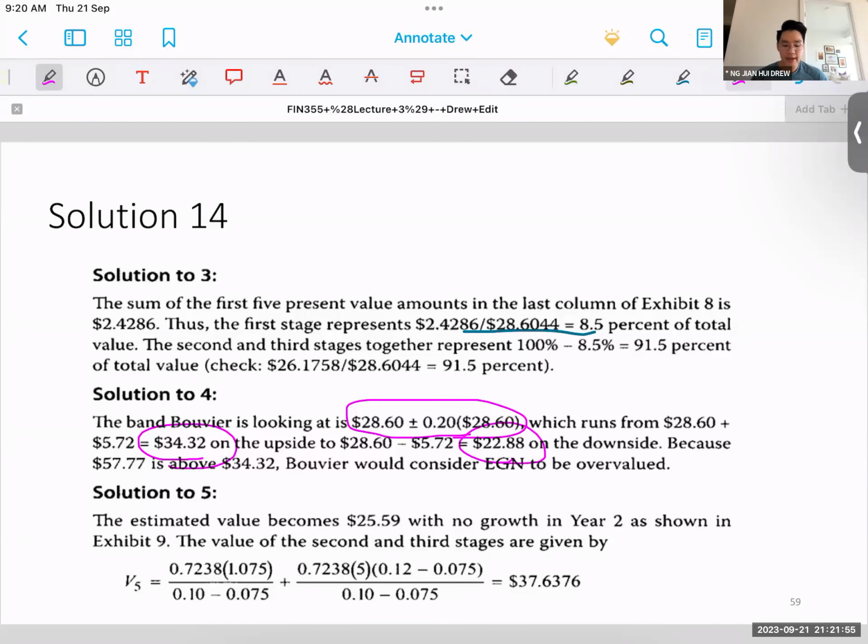So we know that the price trading in the market now is 57.77, which is above the upper band of 34.32, and therefore it is overvalued. In this question, they give you a range of 20% up and down.